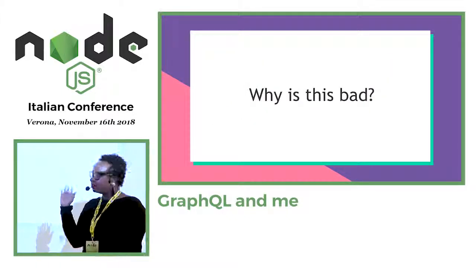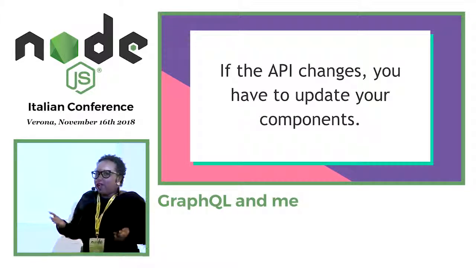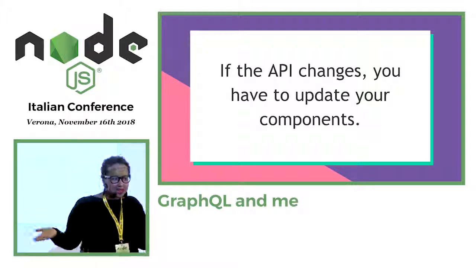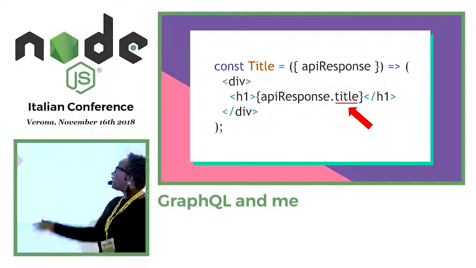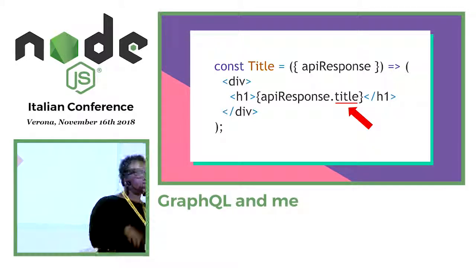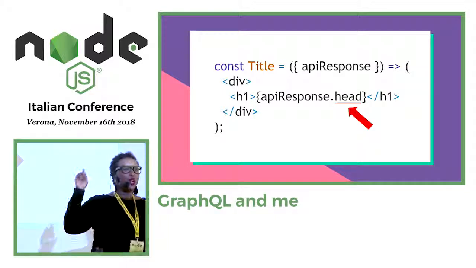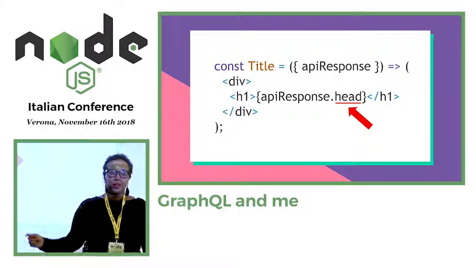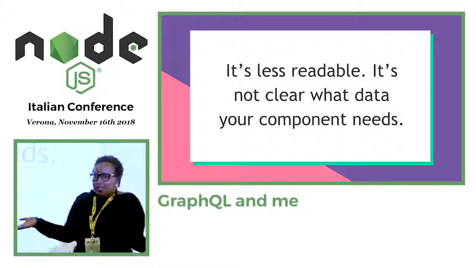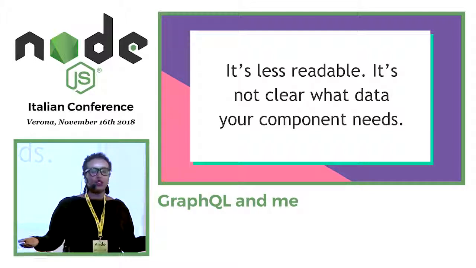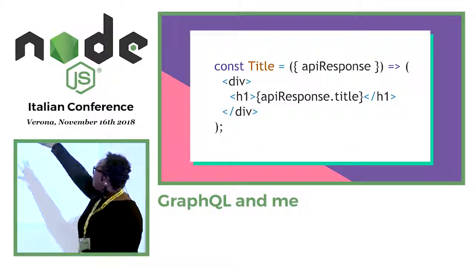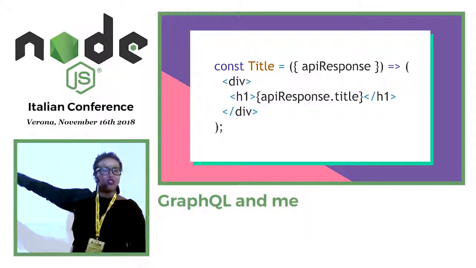So why is this bad? If our API changes, we'd have to update all of those components. And that's a pain. So for example, if the API developer, instead of having a title field, decides they want a head field, we would have to go through all our application and change those references to it. It's less readable. It's not very clear what the component needs and what it's getting. What's inside the API response? It's not very clear.